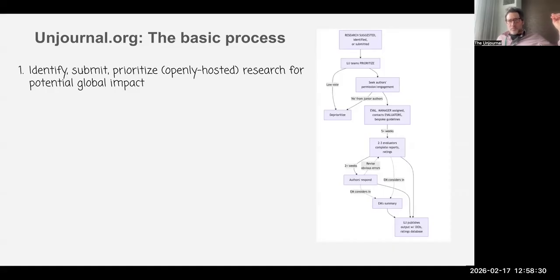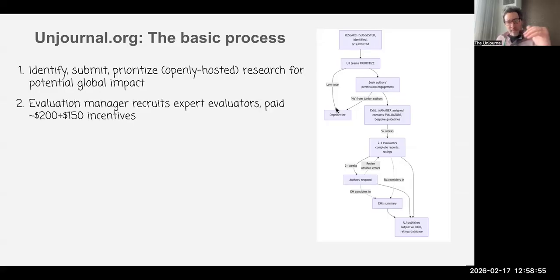In economics and adjacent areas, a lot of work is already openly hosted years before it is ever published in a journal. We identify research that meets our impact potential standards. We have a team that votes on it and discusses what research has the greatest potential for impact. People can also submit their research, of course. We recruit expert evaluators and pay them. So we actually have a managed process. We find someone on our team who has some expertise and interest in this area.